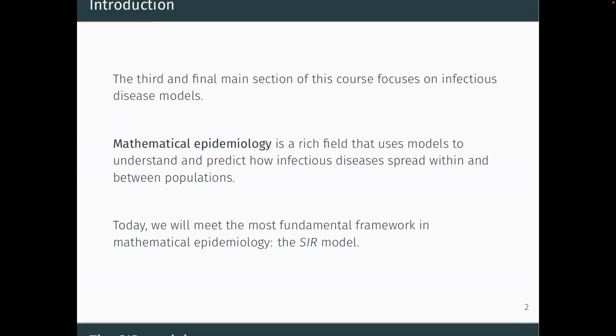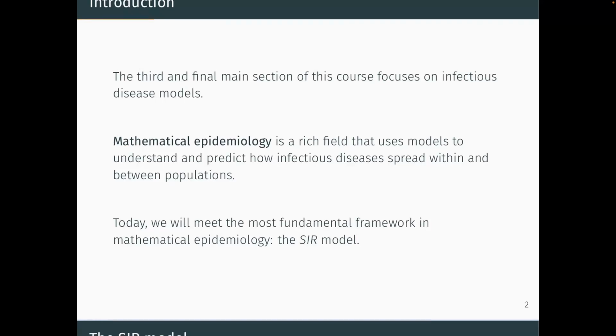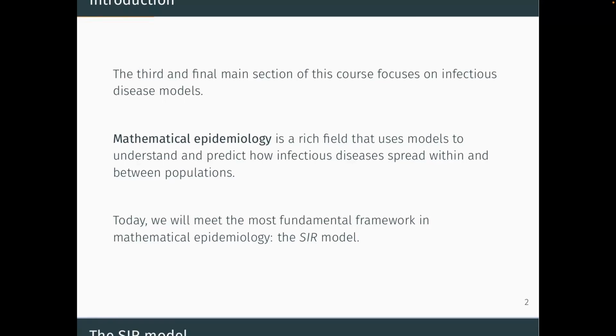Okay, so the key aim of mathematical epidemiology is to use mathematical models to understand how infectious diseases spread within and between populations. And if you think about mathematical evolutionary epidemiology, it's taking that one step further to think about how those infectious diseases also evolve. We'll cover that a little bit in the last week of the course. So today we're going to meet this fundamental framework known as the SIR model.